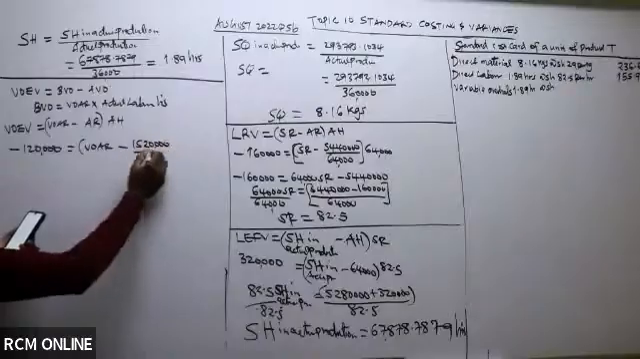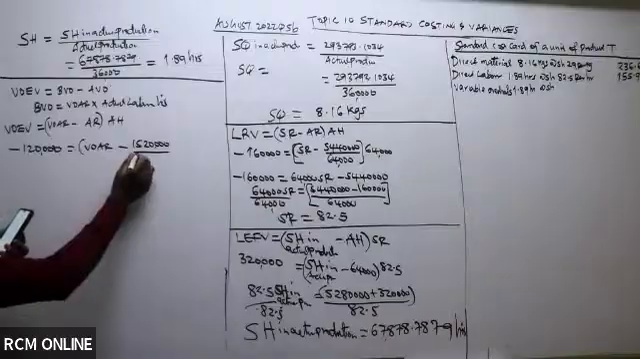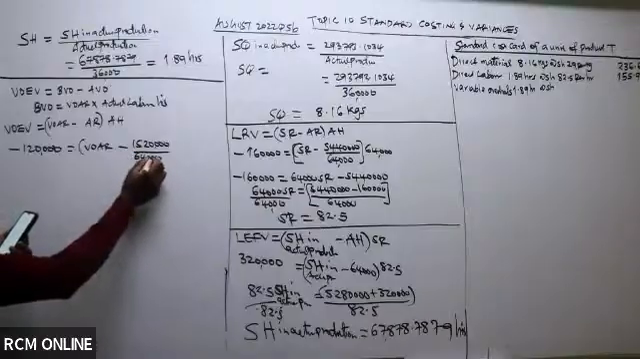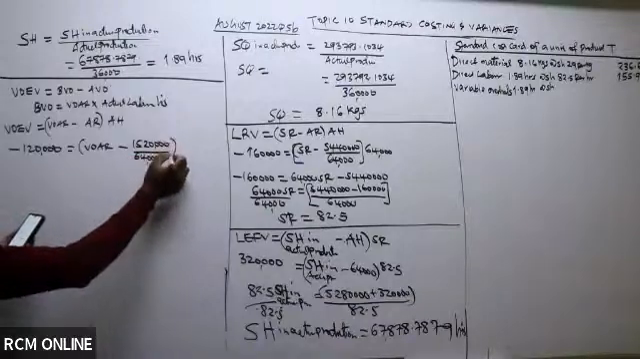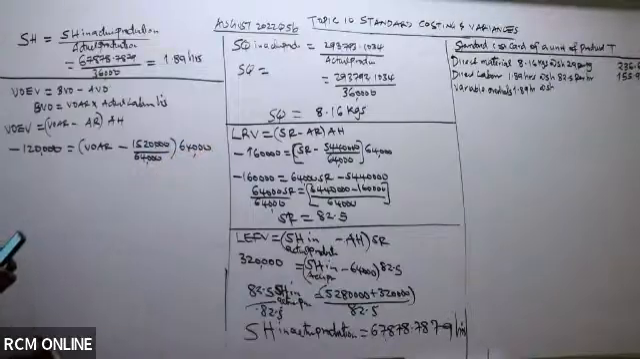1520,000 divided by actual hours. So do we have actual hours? 64,000. 64,000, then you multiply by 64,000. So are we getting, what are we getting?